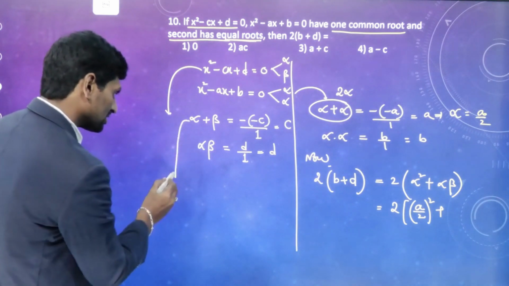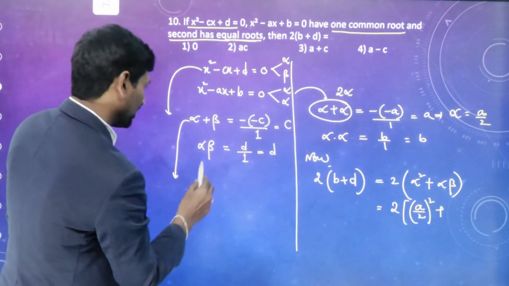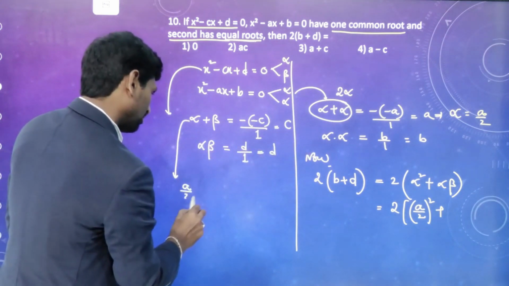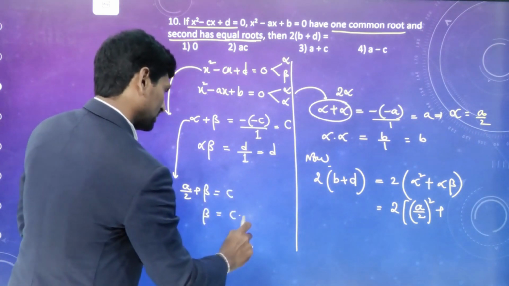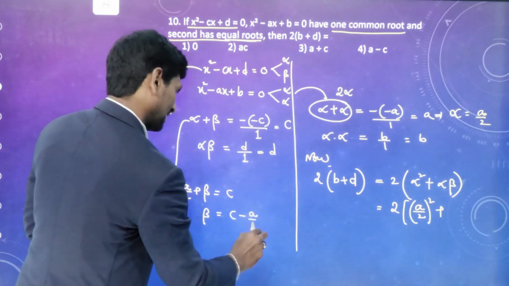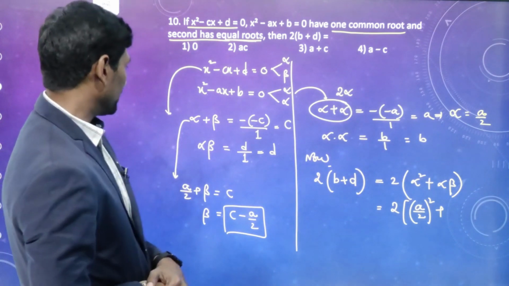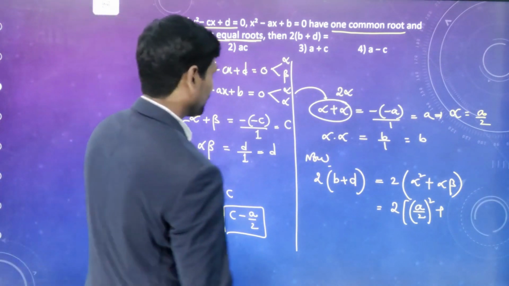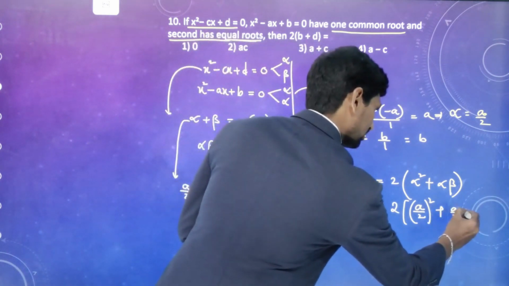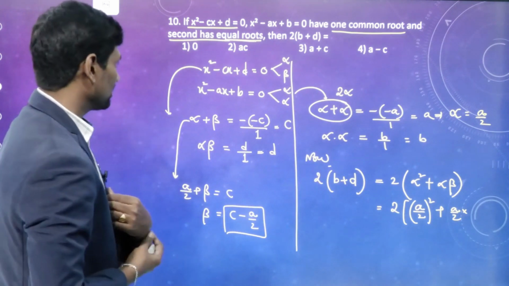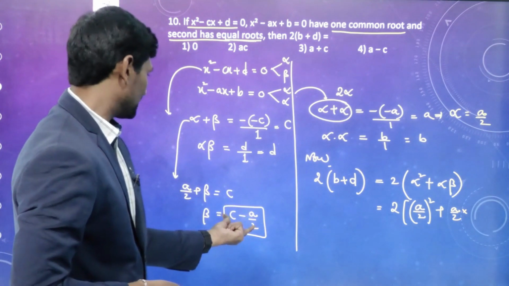Now from this, alpha plus beta value c, then the alpha value a by 2 you can substitute here. A by 2 plus beta equals to c. Beta is equal to c minus a by 2. In the place of beta, you should substitute this one. Alpha into beta. Okay? That means alpha value is a by 2 into beta value is c minus a by 2.